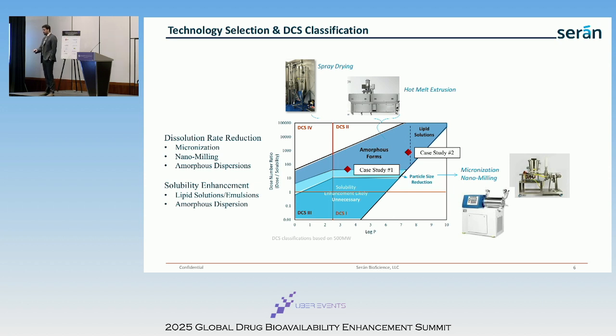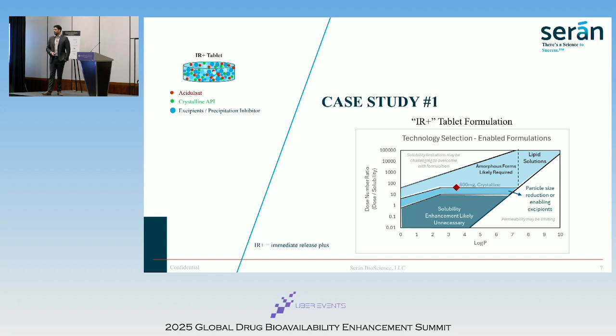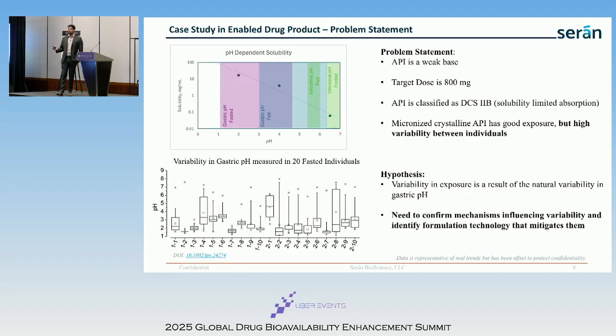All right, so case study 1, we're looking at something that's right on the edge of micronization versus amorphous forms probably being required. And for this program, the final drug product that we ended up with was we call it an IR plus tablet, right? We're including some enabling acidulants and precipitation inhibitors. But how did we get there, right? So the client came to us with a weak base, as you can probably surmise based on the solubility versus pH profile over here, right?